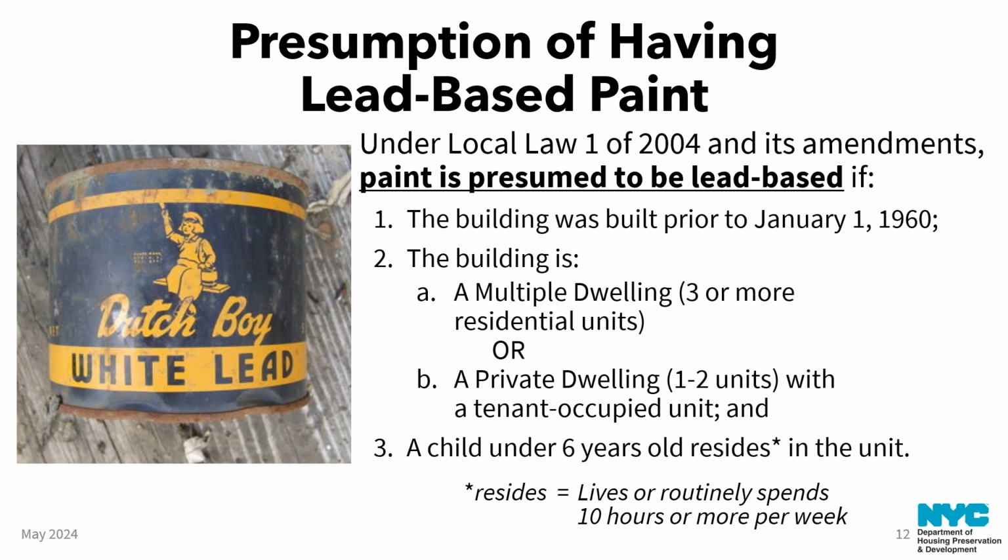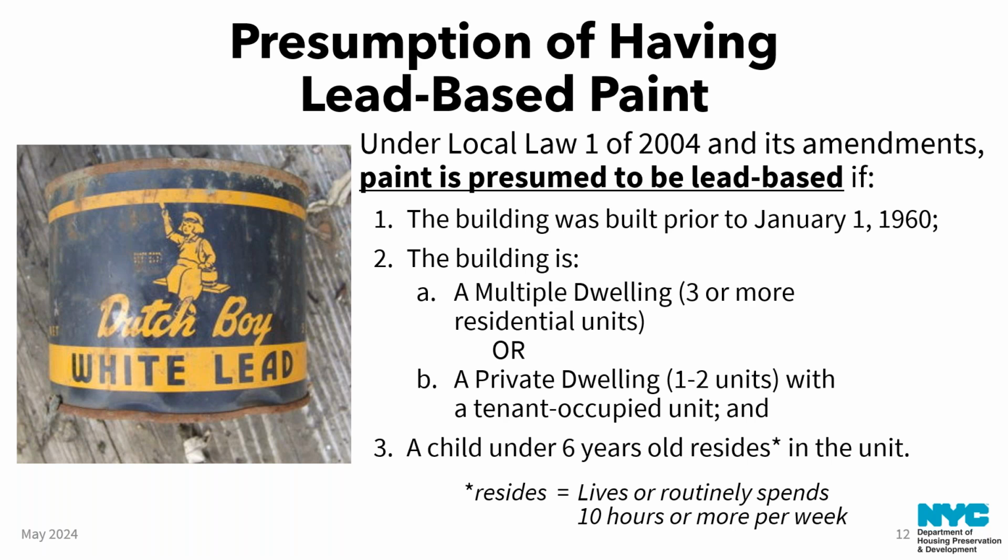And if the building is a multiple dwelling, which means a building with 3 or more residential units, or a private dwelling, which is a building with 1 or 2 residential units with a tenant-occupied unit. So we could rephrase this and say anything other than a private dwelling that is only owner-occupied. So any building with at least 1 tenant.